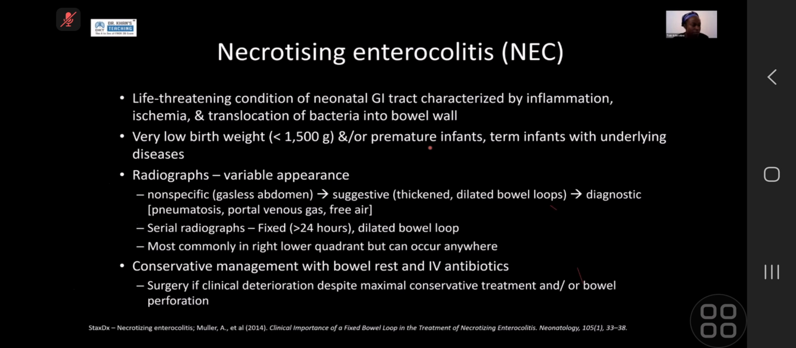And then also, from the inflammation, it affects the blood supply and they can have ischemic changes, which we see as pneumatosis, so air within the bowel wall. Radiographs, like I said, can be non-specific.